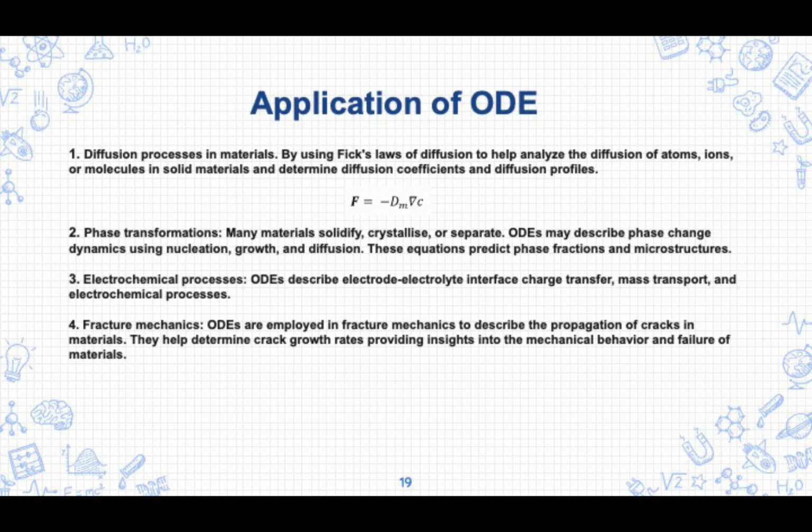3 is electrochemical processes. ODEs describe electrolyte, interface charge transfer, mass transport, and electrochemical processes. 4 is fracture mechanics. ODEs are employed in fracture mechanics to describe the propagation of cracks in materials. They help determine crack growth rates, providing insights into mechanical behavior and failure of materials.